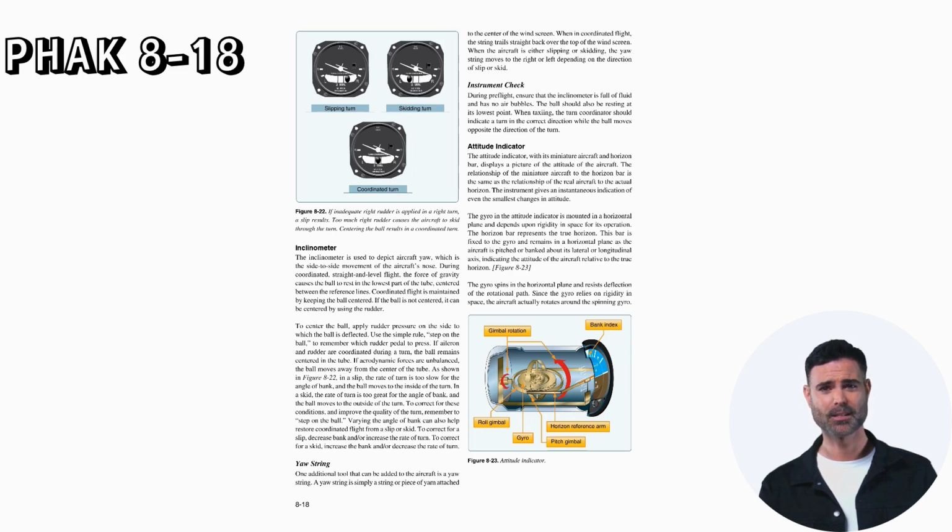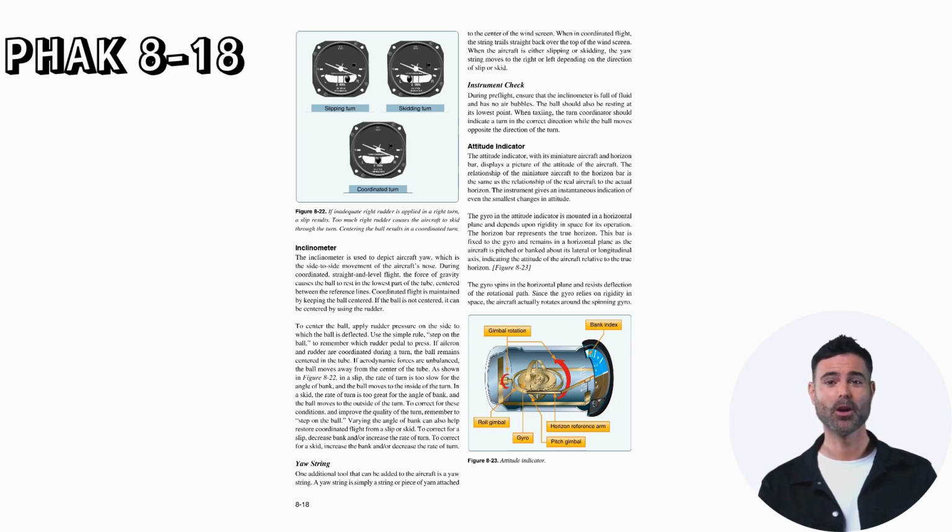During coordinated, straight, and level flight, the force of gravity causes the ball to rest in the lowest part of the tube, centered between the reference lines. Coordinated flight is maintained by keeping the ball centered. If the ball is not centered, it can be centered by using the rudder. To center the ball, apply rudder pressure on the side to which the ball is deflected. Use the simple rule, "step on the ball," to remember which rudder pedal to press.